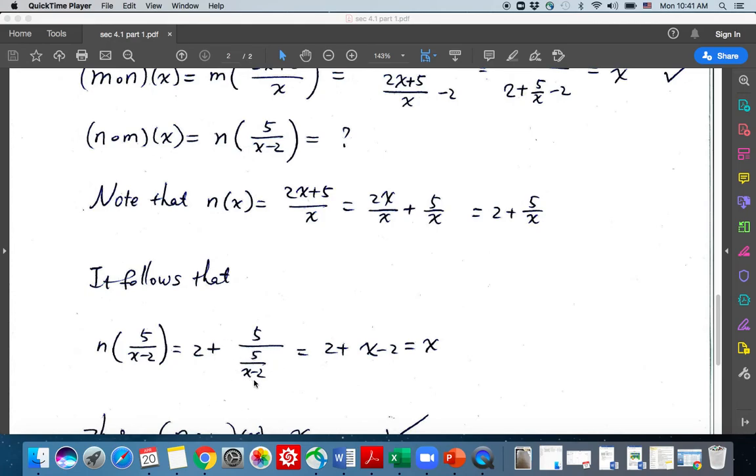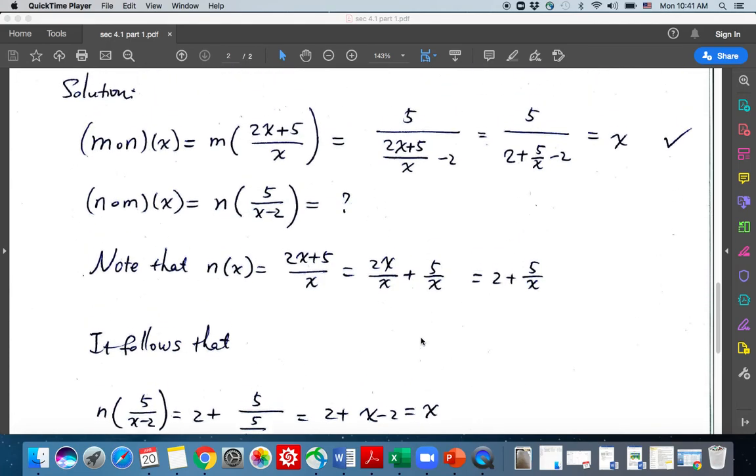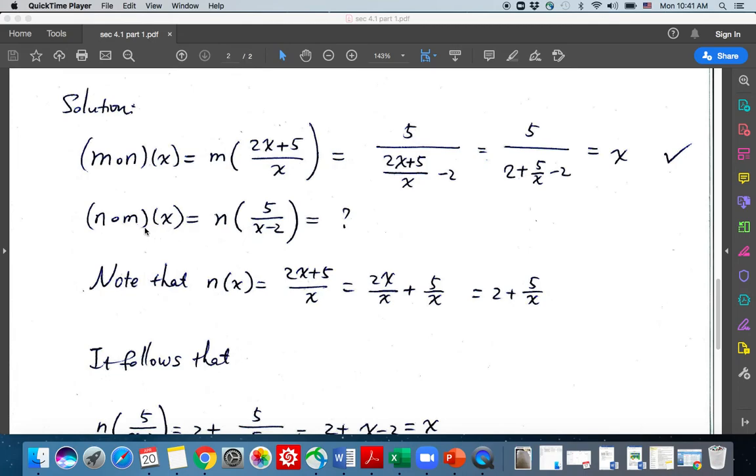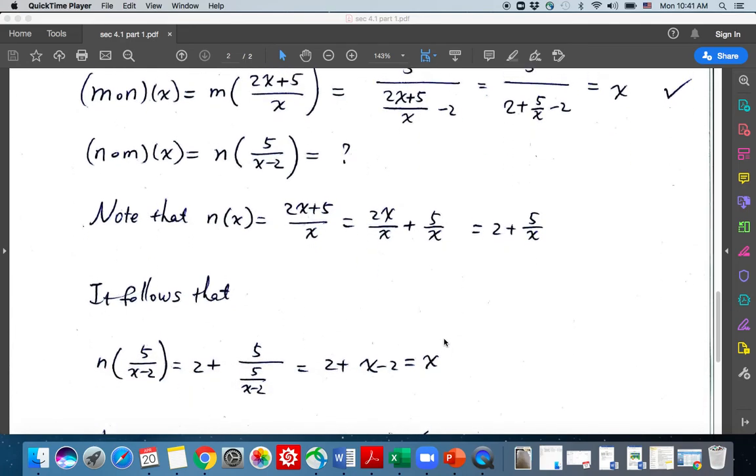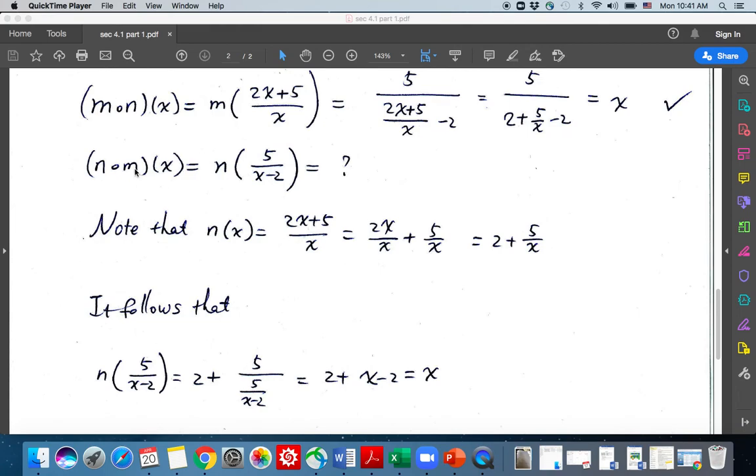Again, dividing by this, you just flip it and multiply by 5. And the 5 got cancelled. Eventually you get x minus 2 from the second term. And then you have 2 in front of it. Adding up, you got x again. So basically, this is suggesting you start from x, you first map x through m and further through n. Eventually, you get back to x again. This is again suggesting the effects from m and n are canceling each other.